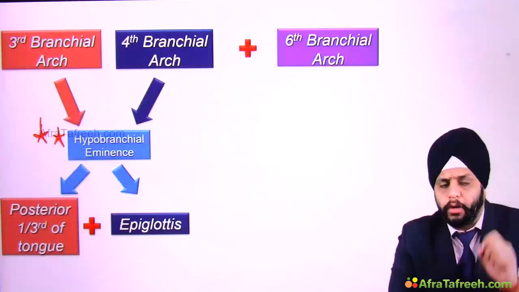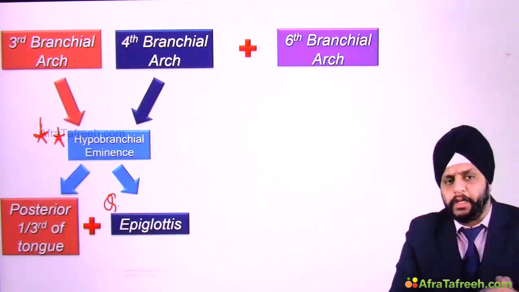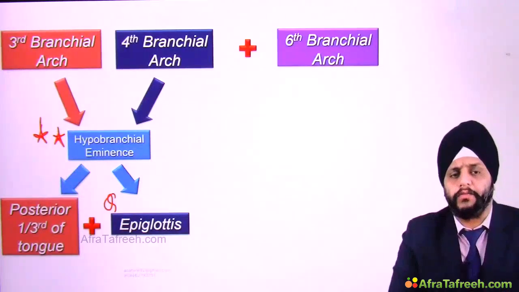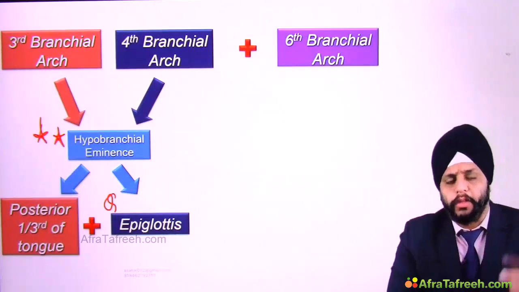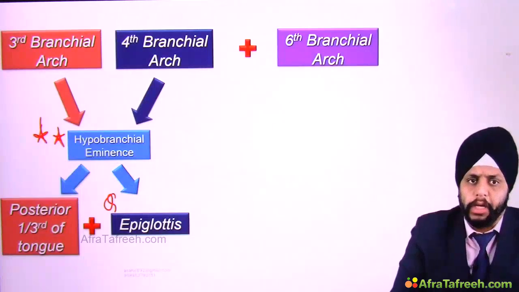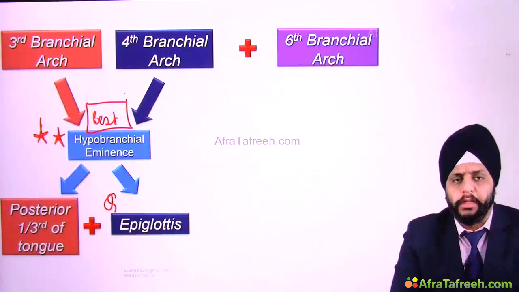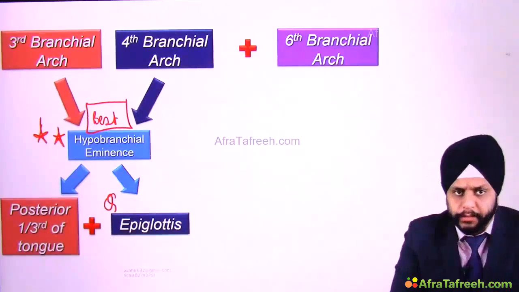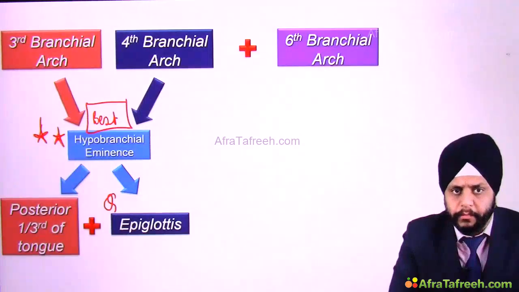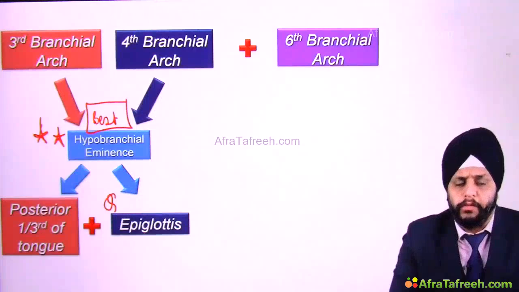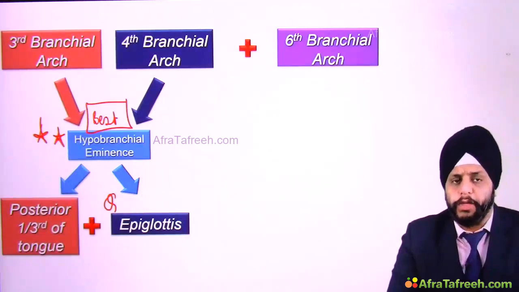Now, a very important question and a lot of students have a controversy over here. It has been asked multiple times, even recently it was asked, epiglottis is formed from. If this question is asked, the best answer is hypobranchial eminence. This is the best answer, that epiglottis is formed from hypobranchial eminence. Now let's say hypobranchial eminence is not in the choices. You are only given third, fourth, fifth, sixth arch, something like that. So you have to only choose between the arches.